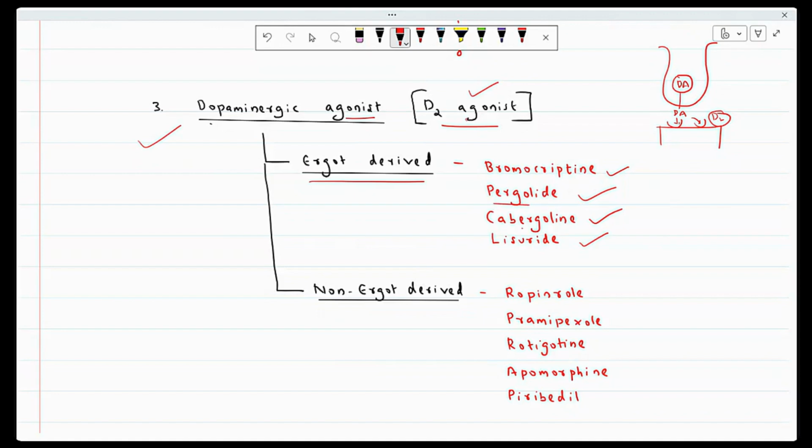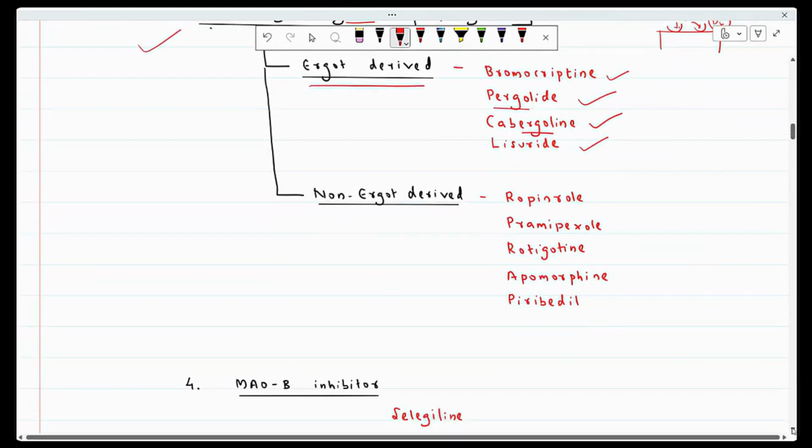You look at the name, cabergoline: ergo. Other than that, bromocriptine as well as lisuride also you better remember. Some of the D2 agonists are not derived from the ergot, so they are called non-ergot derived. And these are the drugs.